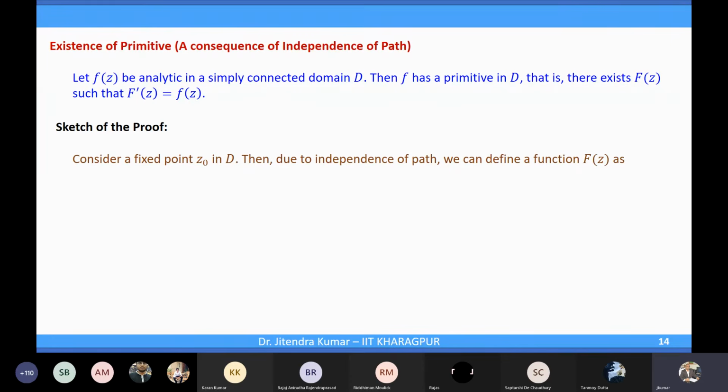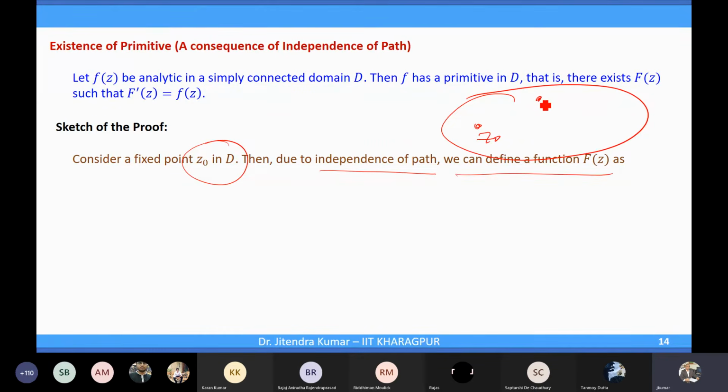Just a sketch of the proof again; I will skip a bit here because it's a lengthy proof otherwise. So consider this Z0 in D. You have some D, fix any Z0 there. And then due to independence of path, we can define the function F(z). Z I am varying here. So for example, I take Z here or anywhere. So this is my Z, which is anything, anywhere there.